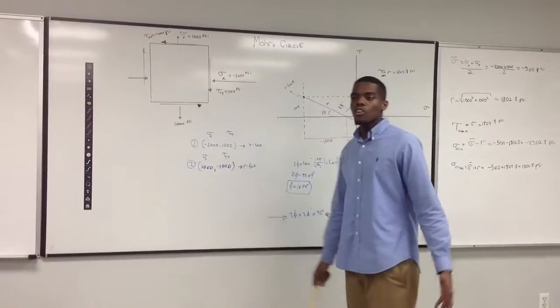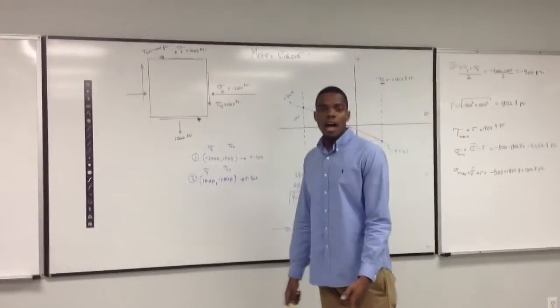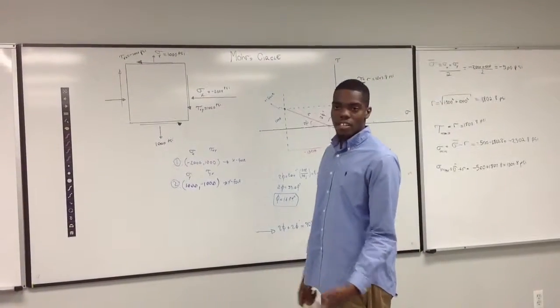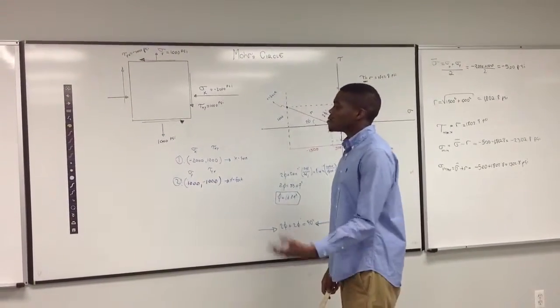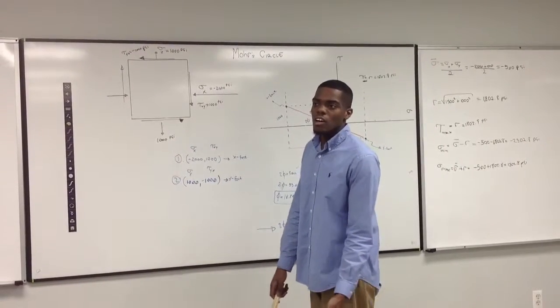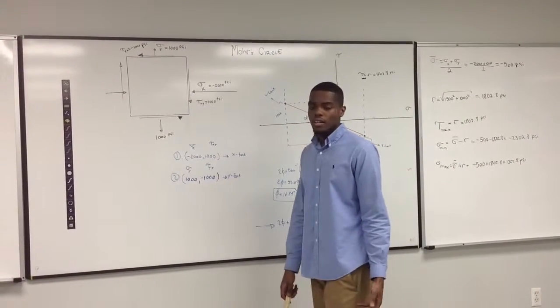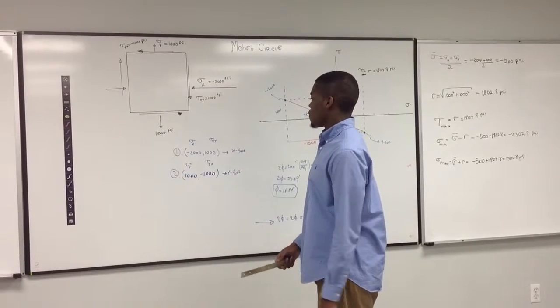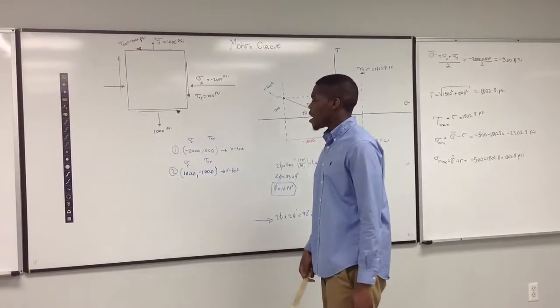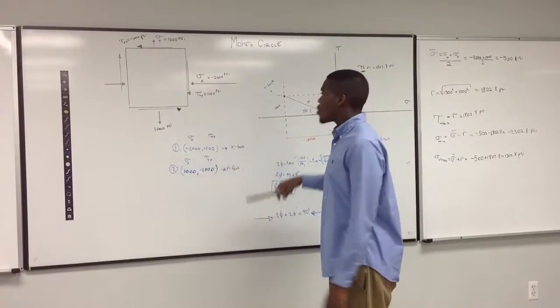So if you know your sigma x, sigma y, tau xy, you're able to find the minimum and maximum shear stresses on any given coordinate. So my friend Tiago here will demonstrate how to plot these stresses on the stress axis.